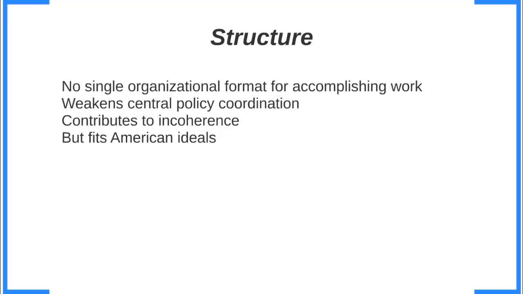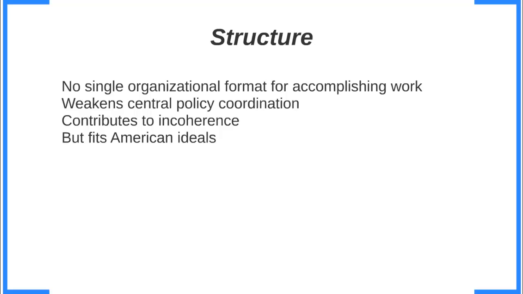What makes it difficult, going back to what we talked about a couple of chapters ago, is that we don't have a single organizational format for accomplishing work in the United States. And as a result, we have a very difficult time coordinating central policy. Different organizations at different levels are shaped or designed differently. And once that happens, it becomes increasingly difficult to figure out who should be doing what or who's best suited to do what.